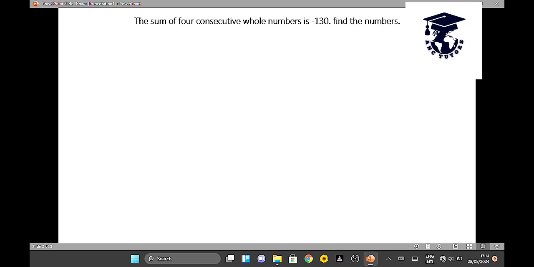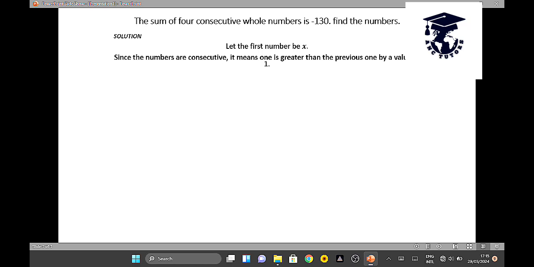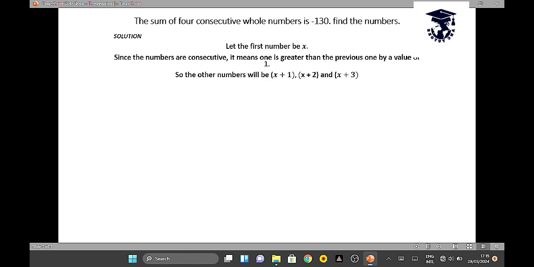Okay, so to continue to solve, we have to let the first number be x. Since the numbers are consecutive, it means each one is greater than the previous one by 1. 2, 3, 4 as an example are consecutive numbers. 3 is 1 greater than 2 and 4 is 1 greater than 3. So using this idea, if the first number is x, then the other numbers will be x plus 1, x plus 2 and x plus 3. This is to show that they are consecutive and that they are whole numbers.